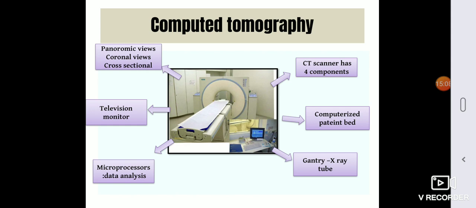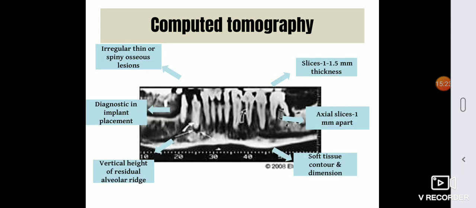Now, the latest scanners use a ring of detectors that surround the patient and remain stationary as the X-ray tubes rotate. Generally, each CT image or slice is about 1 to 1.5 millimeters in thickness. The thinner the slice, the more noise or distortion is produced. The CT scanner generally makes the axial slices of a given area, which is approximately 1 mm apart.